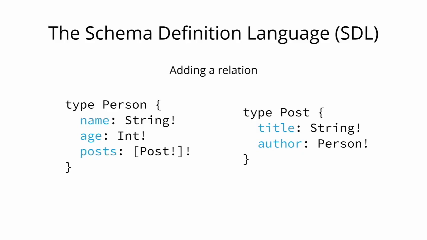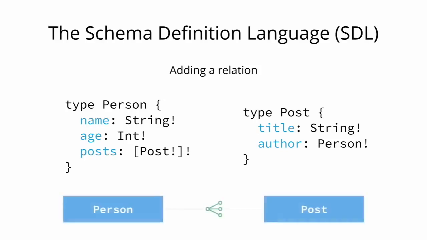The syntax to specify that something is a list in the SDL is similar to many programming languages. It uses square brackets. Notice that we just defined a one-to-many relationship between the Person and the Post types. Let's now discuss how you can fetch data from an API by writing GraphQL queries.